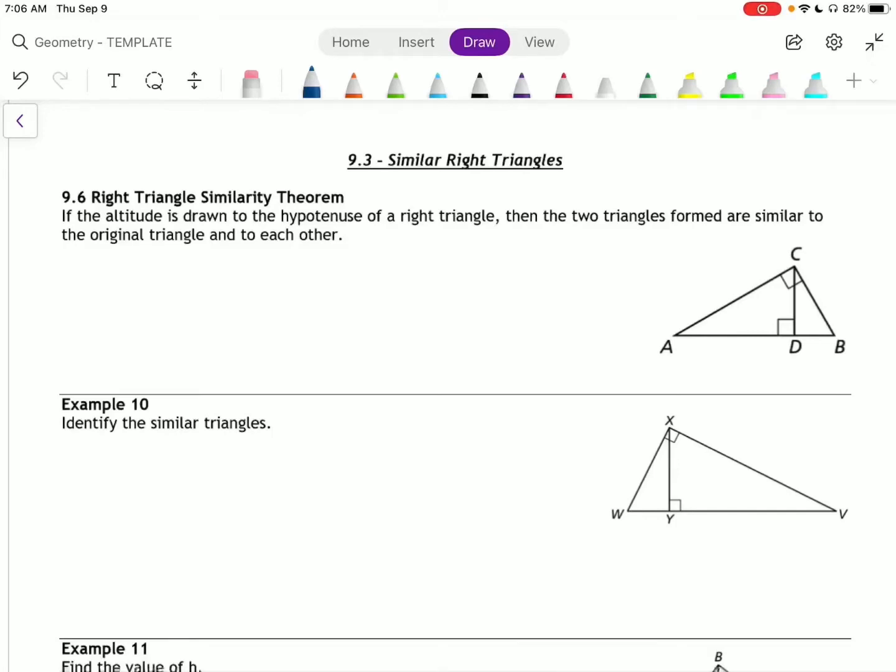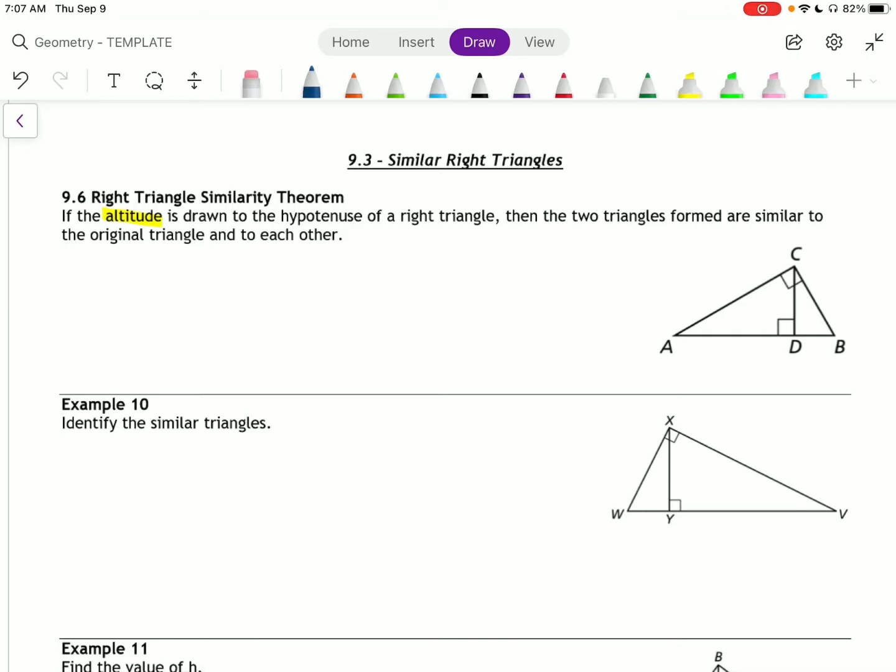All right, 9.3, similar right triangles. Here we're going to be talking about, as you can tell, similar right triangles, and they're all going to be kind of nested in each other. You can see that in the picture on the right. Starting off, the right triangle similarity theorem: if the altitude is drawn to the hypotenuse of a right triangle, then the two triangles formed are similar to the original and to each other.